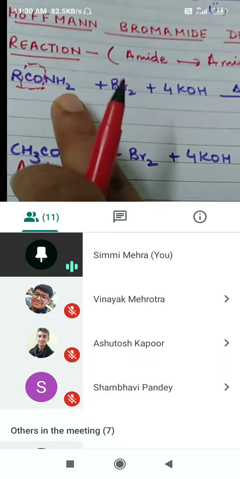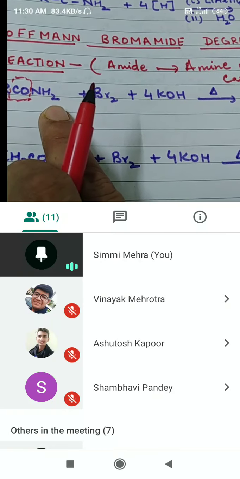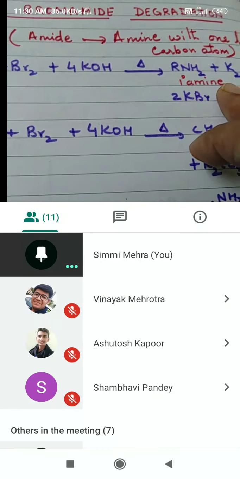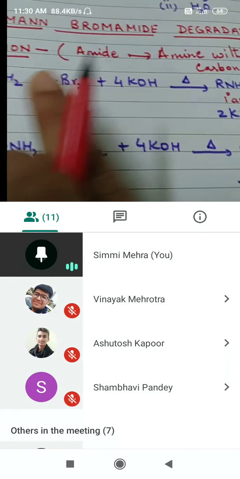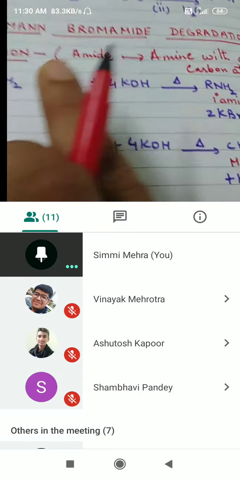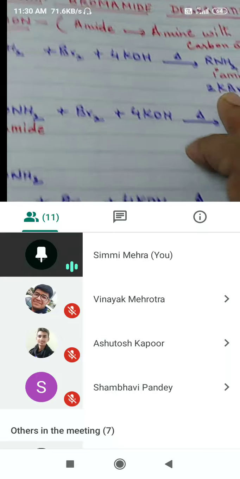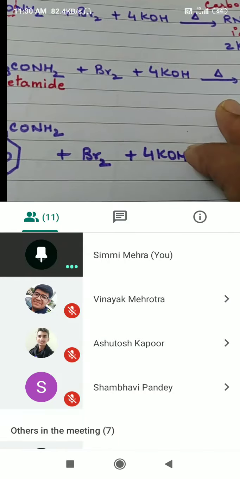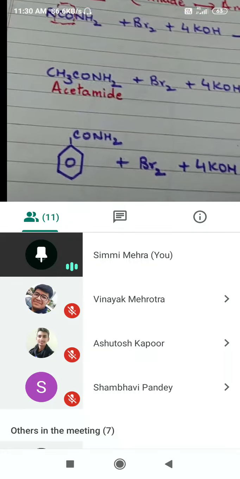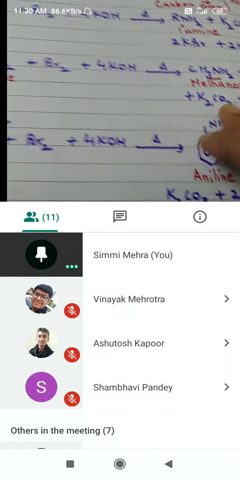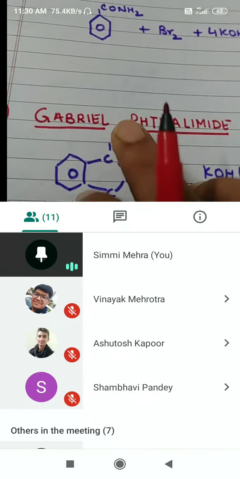Suppose the starting material is propanamide. Propanamide minus one carbon atom will give you a two carbon atom amine, that will be ethanamine. Propanamide will give you ethanamine. Butanamide will give you propanamine. So you will get an amine with one less carbon atom. It is also known as a step down reaction where you decrease the number of carbon atoms. Is that clear? So these are the examples which I have given.